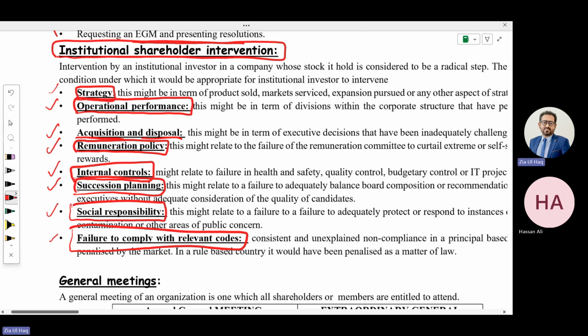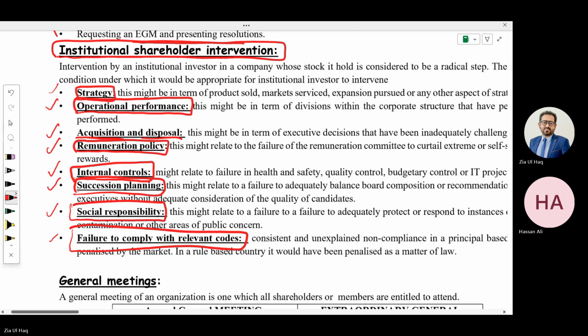Because shareholders feel secure investing in those companies that follow good corporate governance codes, laws and regulations. If companies are not following codes or laws, they will intervene. They will help the company to make sure law, regulation, and corporate governance code are followed.